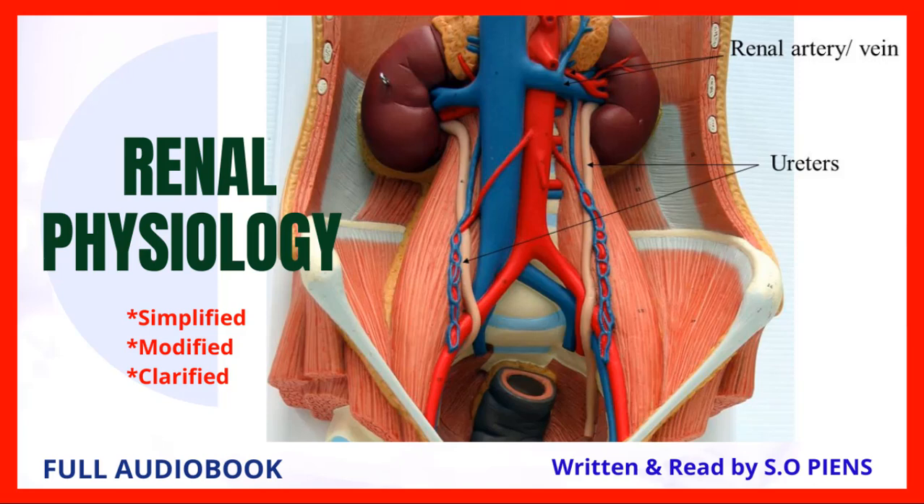All right, now let's go to the second part, which is renal circulation. Now the normal renal blood flow is 1,100 ml per minute for the two kidneys. The renal blood vessels organization.